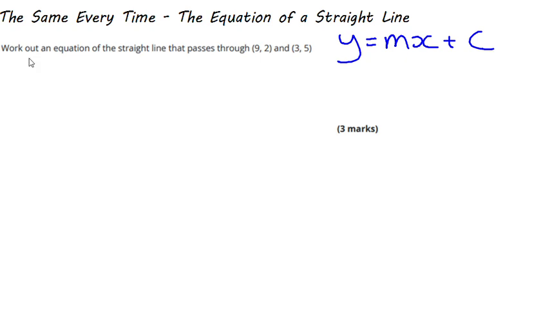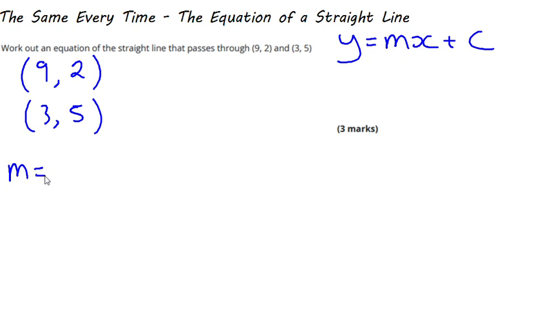The first thing that I do is write down my coordinates. They give me the point (9, 2). They give me the point (3, 5). And notice that I've written my coordinates one above the other. There is a reason for that. Just helps me out, stops me from going wrong. So I'm going to work out the gradient.